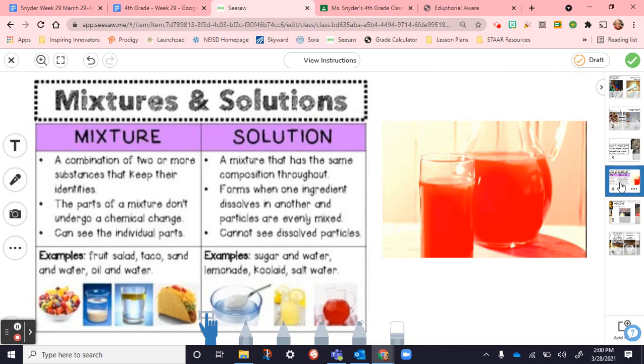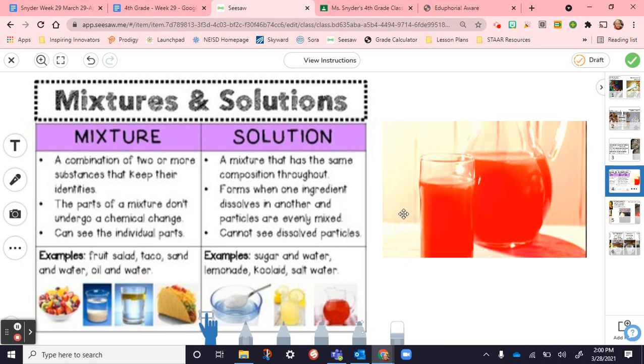Solutions are a special type of mixture that has the same composition throughout. So when you look at it, it looks like just one substance, but it's actually things that have been mixed together. One ingredient will dissolve in another, and as you're stirring it up, all those particles get mixed evenly into the water and they dissolve, and then you can't see them anymore.